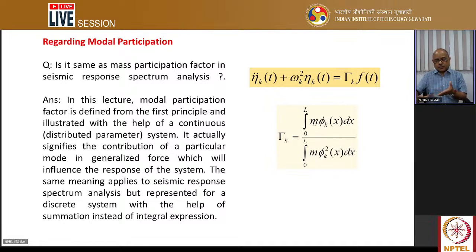Here m is a constant throughout, but in a discrete, multi-degree of freedom system, different floors have different masses. So the summation will indicate m1 phi 1 plus m2 phi 2, but this will be in vector form. Because the eigenvalues and eigenvectors, when arranged, give a modal matrix, and you can accordingly write the modal participation factor in summation terms. That is indicated in the course on earthquake resistant design.